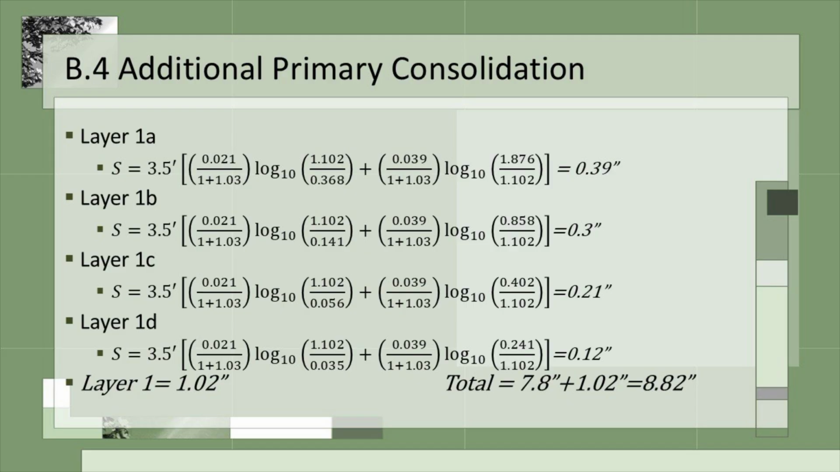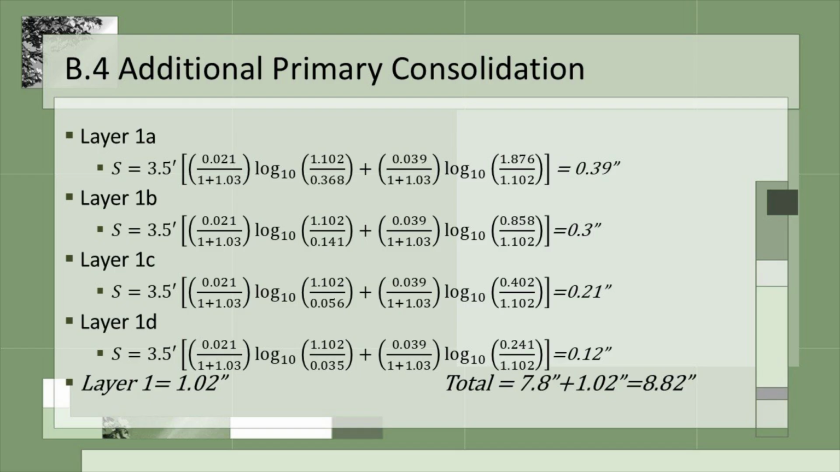Since layer 1 was determined to be in virgin compression due to the footing load, the next step is to calculate the additional primary consolidation settlement for this layer. Layer 1 was divided into 4 sublayers, each with a thickness of 3.5 feet, to account for the variation in stress with depth. Beyond a depth of approximately 14 feet, the additional stress from the footing becomes negligible due to the stress dissipation. Therefore, soil below this depth does not contribute to settlement from the footing load.